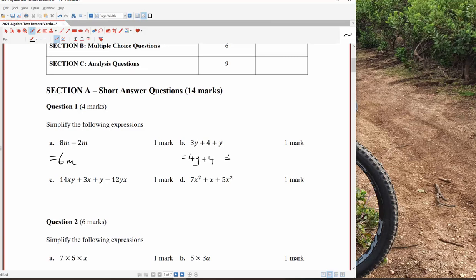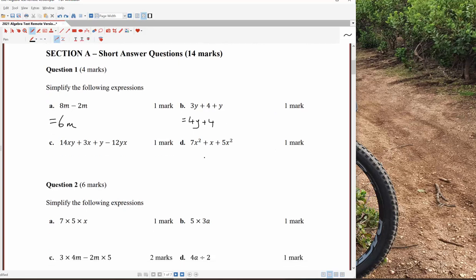But that is not equal to 8y, which many of you went on to add 4 to 4y. We can't do that unless it's 4y itself. So our answer is 4y plus 4.